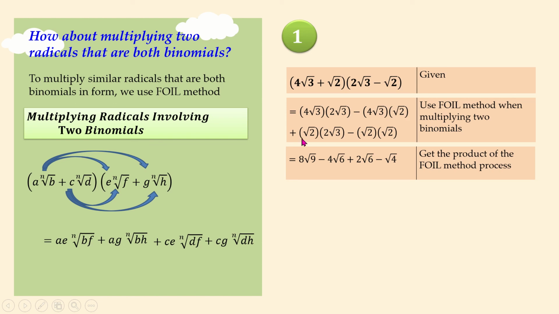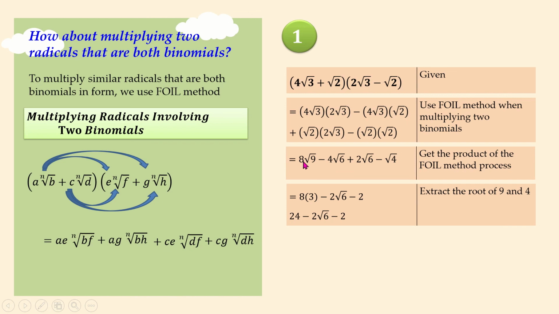Third product: square root of 2 times 2 square root of 3. The number outside the square root of 2 is an imaginary 1, times 2 is 2. Inside, 2 times 3 is 6. So the number inside times the number inside, and the number outside times the number outside. Then be careful with the operation. Lastly, negative or minus: square root of 2 times square root of 2 is square root of 4. There is no number outside, because it is an imaginary 1, and 1 times 1 is still an imaginary 1. We multiply 2 times 2, which is 4.